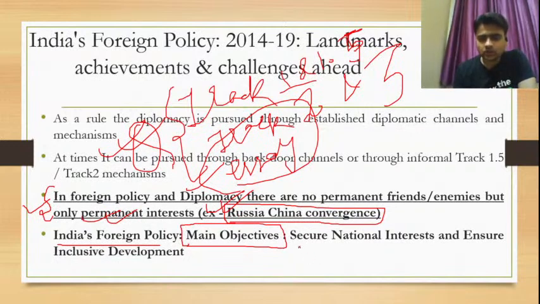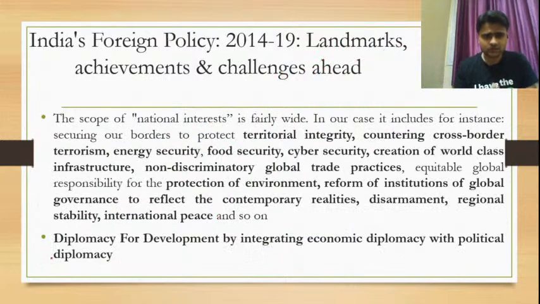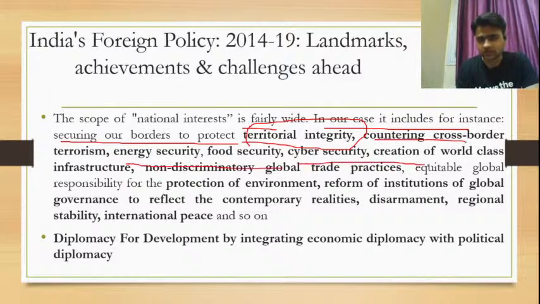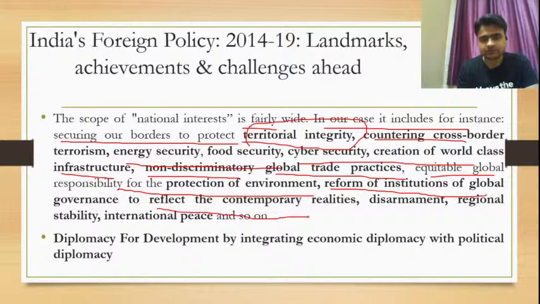So the main objective is to secure national interests and ensure inclusive development. This is a keyword, please keep it in mind. Our main objective is to secure inclusive development and our own national interests. I don't think I need to explain the word inclusive development. The scope of national interest is fairly wide. In our case, it includes, for instance, securing our borders to protect territorial integrity, countering cross-border terrorism, energy security, food security, cyber security, creation of world-class infrastructure, non-discriminatory global trade practices, equitable global responsibility for the protection of the environment, reform of institutions of global governance to reflect contemporary realities, disarmament, regional stability, international peace, and so on.